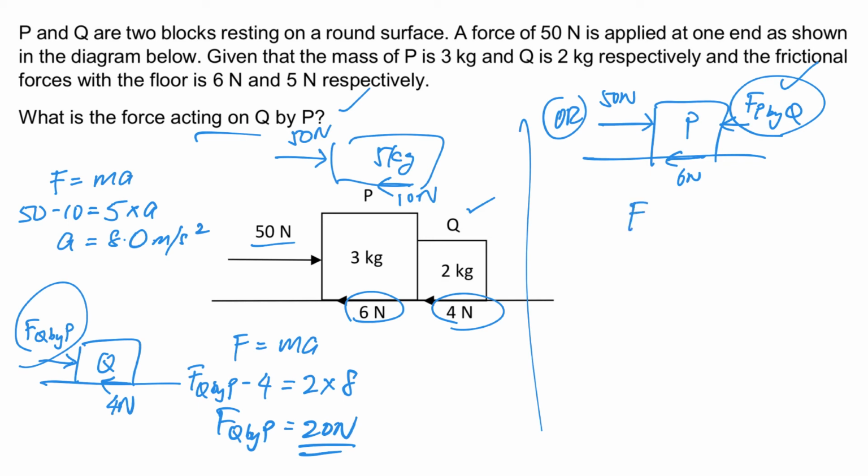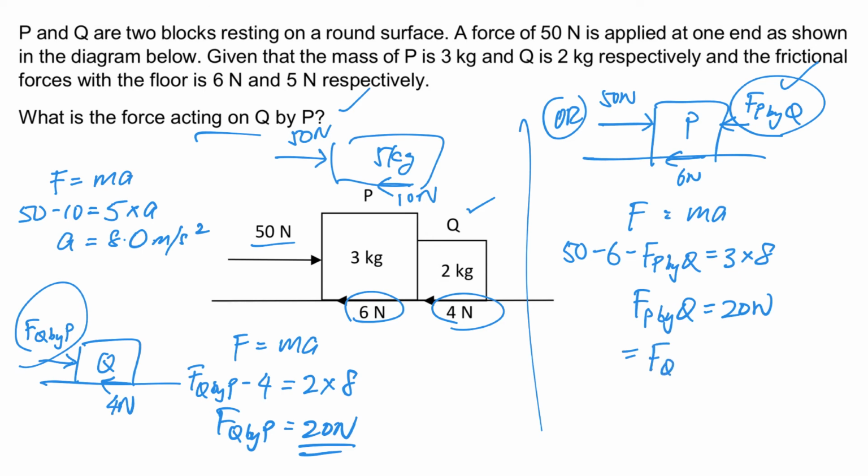Applying F equals to ma, there are three forces. The resultant force will be 50 minus away the frictional force 6 Newton minus the force on P by Q, equals the mass of P, which is 3 kg, times the acceleration 8. So I can find that the force acting on P by Q is equal to 20 Newton. That will be similar, equal and opposite to the force acting on Q by P because it's an action-reaction pair. So that's how you solve this.